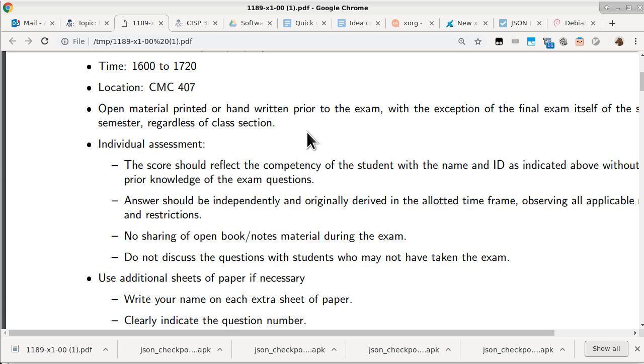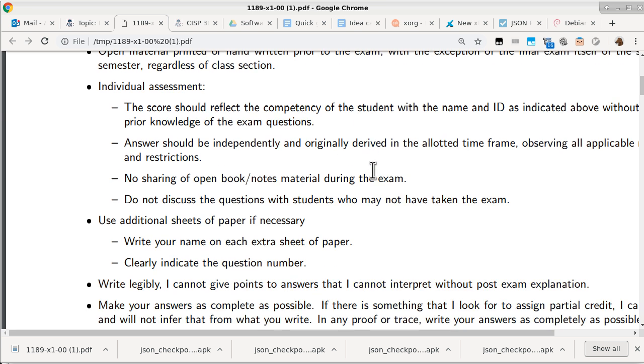No questions? Okay, moving on. The test is an individual exam, which means the score of the test should only reflect the competency of the person with the name on the test. Okay, so I know everybody knows this already. It's just that I need to emphasize that.